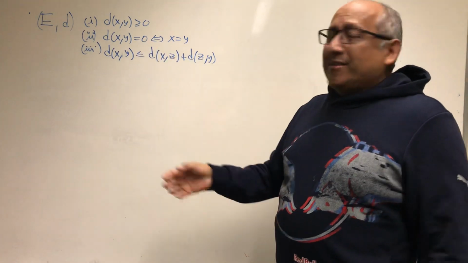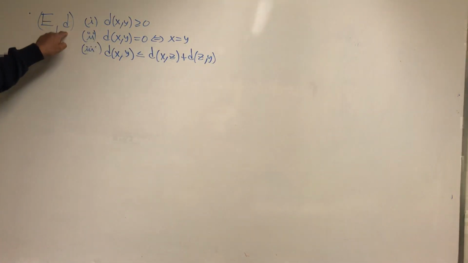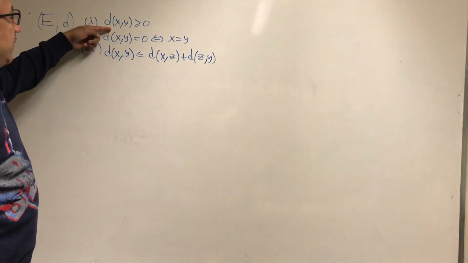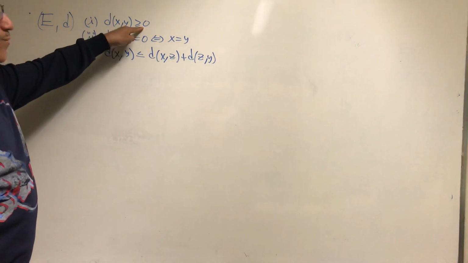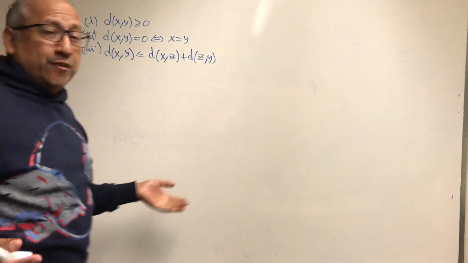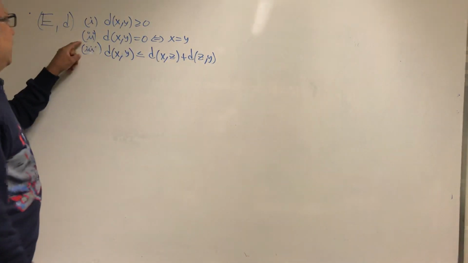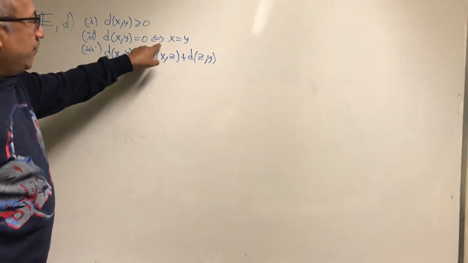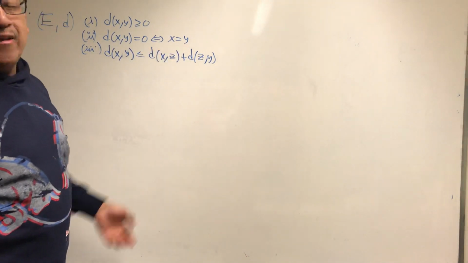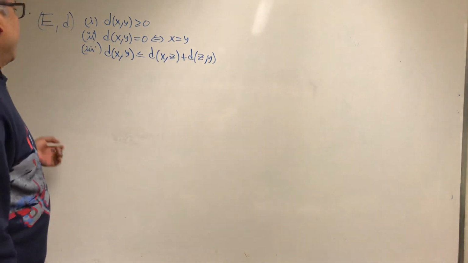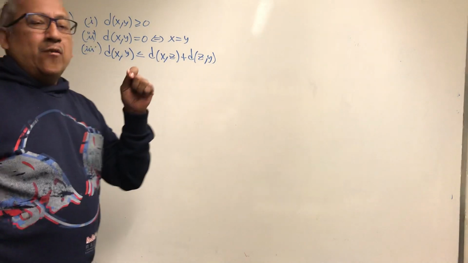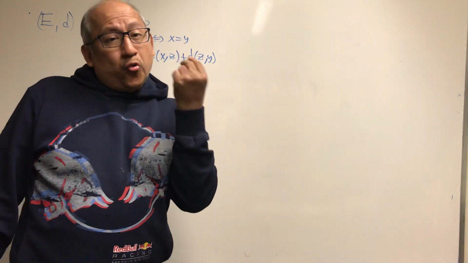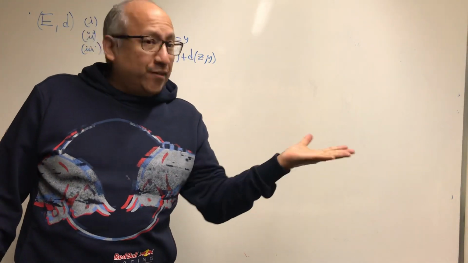A metric space is a set and a function d, and the function satisfies these three conditions. Number 1, the distance from a point to another one has to be greater than or equal to 0. In other words, the distance cannot be negative. Number 2, the distance from x to y is 0 if and only if x and y are the same point. In other words, the distance between a point and itself has to be 0, and if the distance between two items is 0, it's because the items are really the same item.